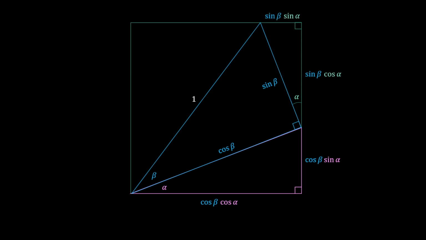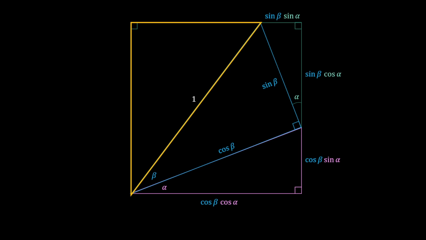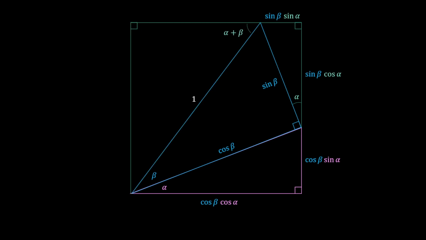Now let's take a look at our final triangle. We see that the top right angle is alpha plus beta. This is because this line is parallel to this line, and since this big angle, alpha plus beta, and this angle share the same line within those parallels, they must be equal. So this must be alpha plus beta. Since the hypotenuse is 1, the adjacent is cosine of alpha plus beta, and the opposite is sine of alpha plus beta.